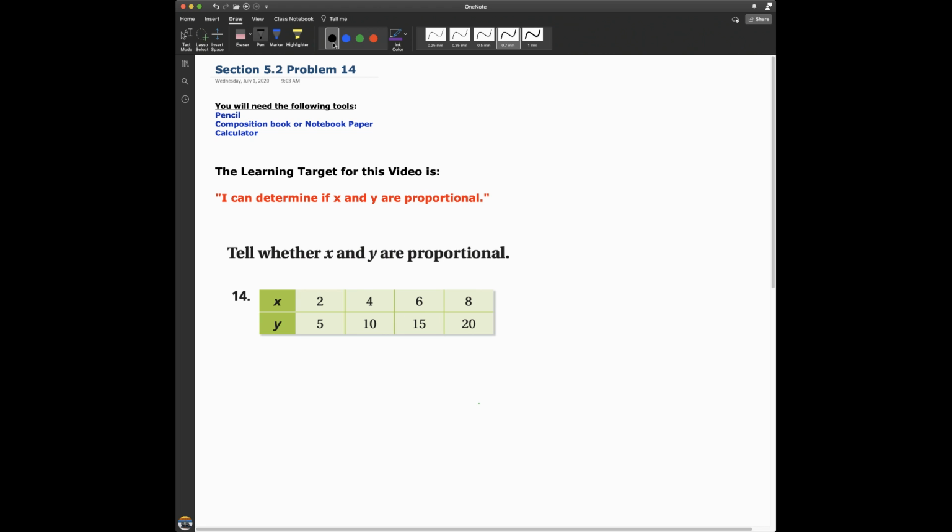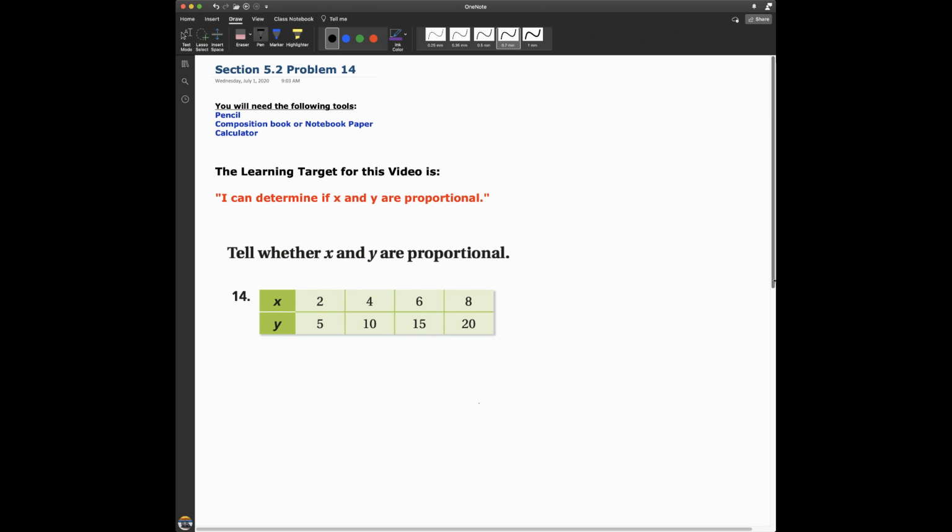Problem 14 from section 5.2. You know what you need to have. If you don't, know what tools you need to have. It's on the screen. Pencil, composition book or notebook, paper, and a calculator. The learning target for this video is I can determine if X and Y are proportional.